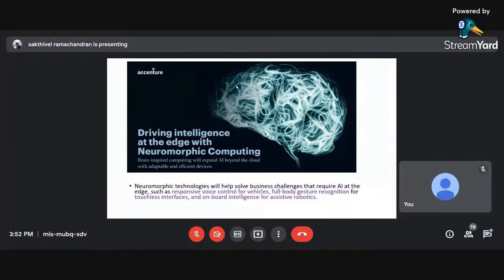And apart from the academic side, you could see almost all major companies have ventured into this particular neuromorphic computing domain, starting from Intel, IBM, Samsung, Accenture. All these people are exploiting this for multiple applications, particularly voice control for vehicles, gesture recognition, touchless interfaces, onboard intelligence, assistance with respect to robots. For all this, they are going beyond AI and using these neuromorphic computing techniques.